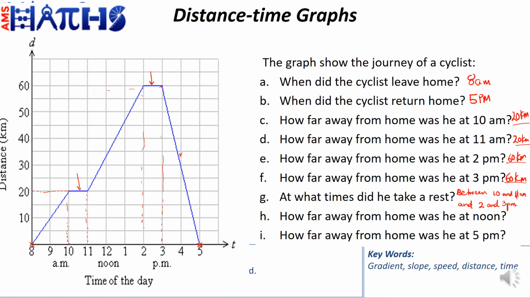Now it says, how far away from home was he at noon? So if we come to noon to see how far he was away from home, we could say 33 kilometers away from home at 12 noon based on this diagram. Then it says, how far away from home was he at 5 p.m.? He was 0 kilometers away from home. Why? He was at home. He was not away from there. So let's move on to the next slide.